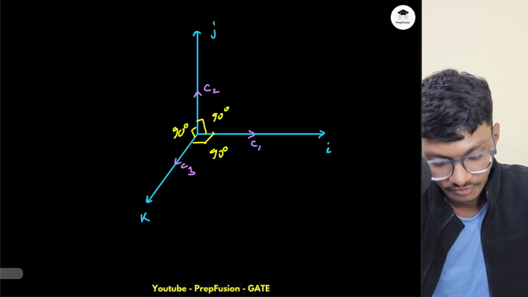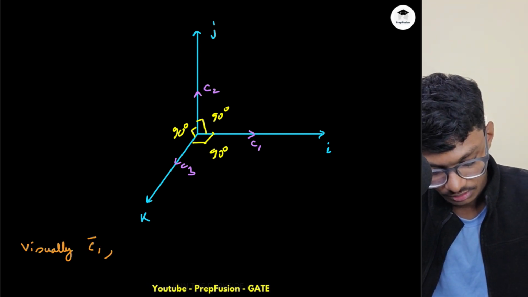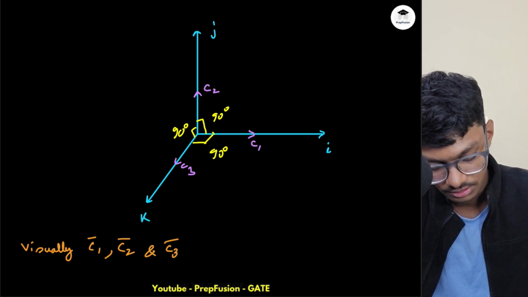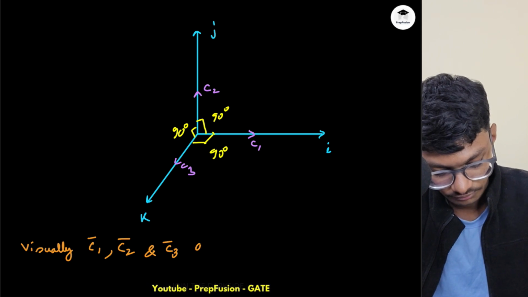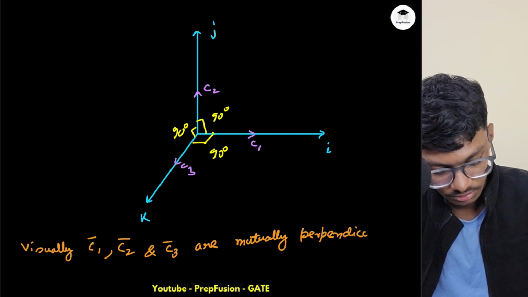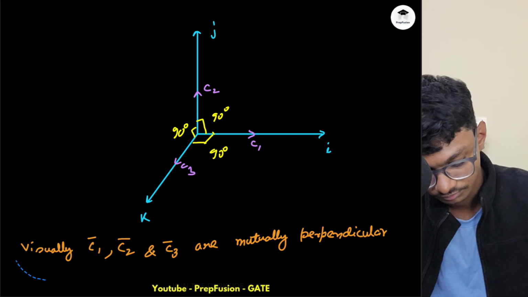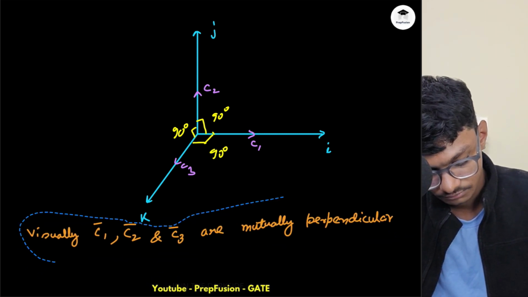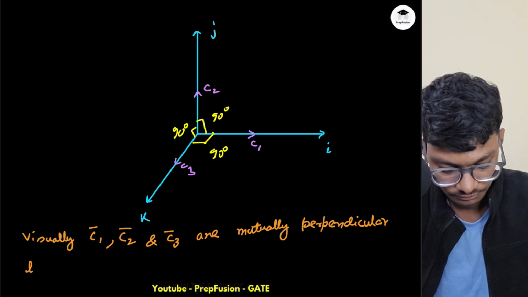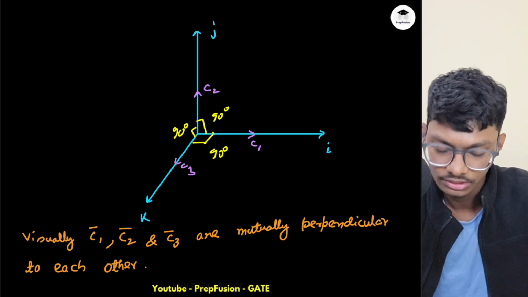So here we observe visually that C1, C2 and C3 are mutually perpendicular to each other. So visually you can understand it like this.